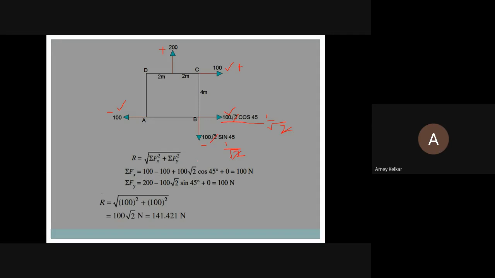Now directly you should be able to tell me theta. What will be the theta value? 45. Yes, exactly. Because summation Fx and Fy both are 100, 100 divided by 100 is 1. Tan theta is equal to 1. Theta is tan inverse of 1, which is 45.